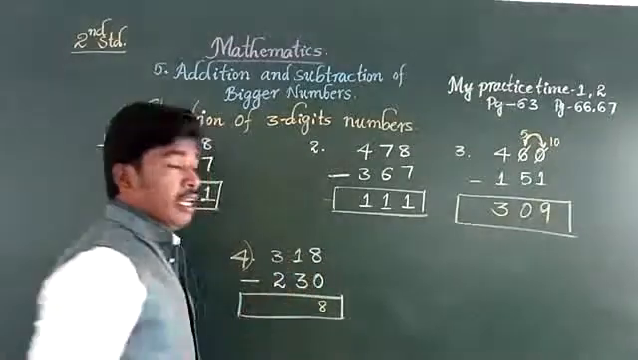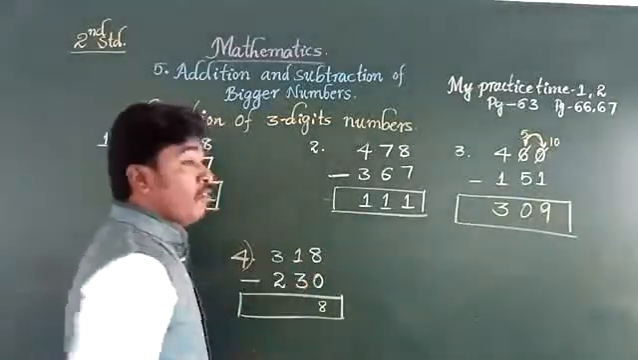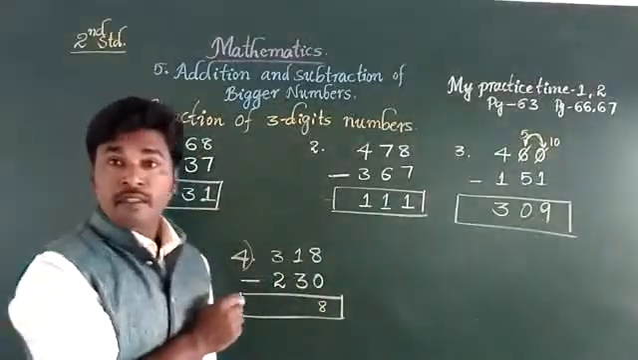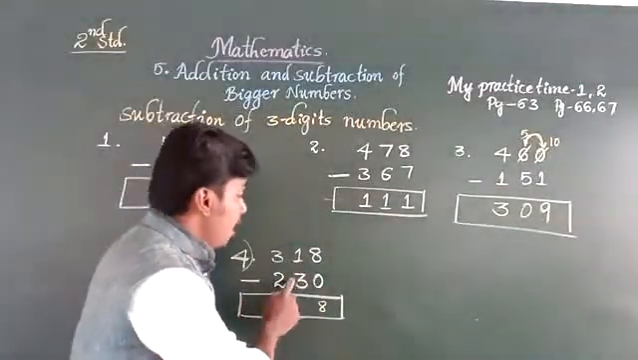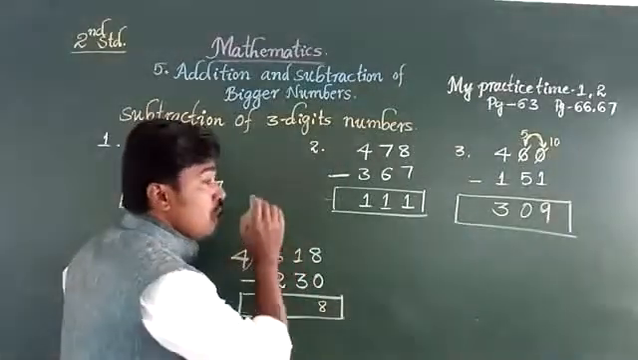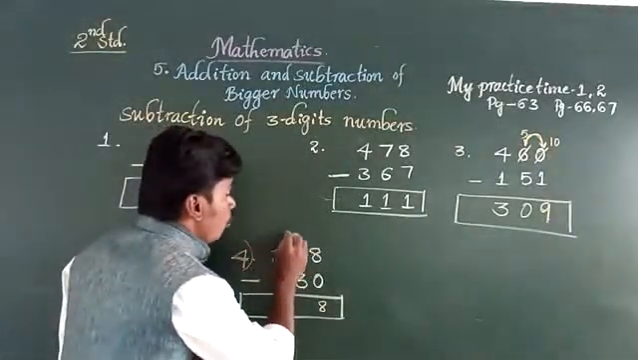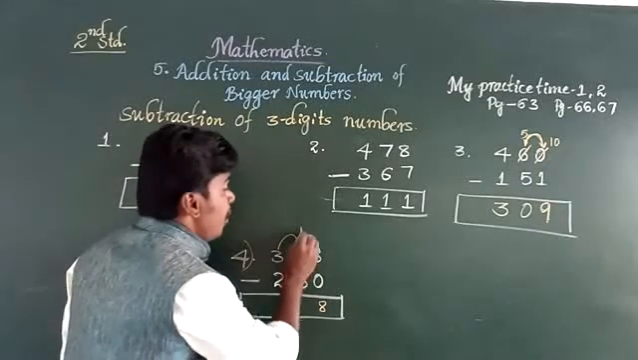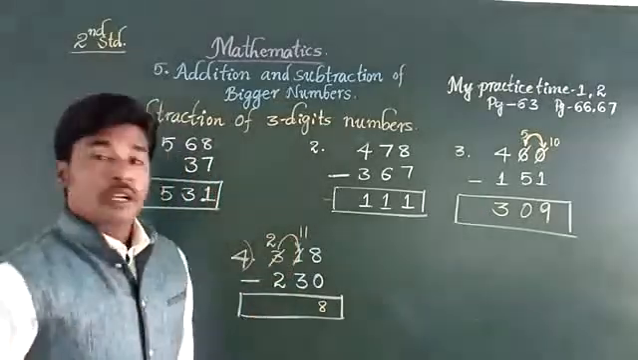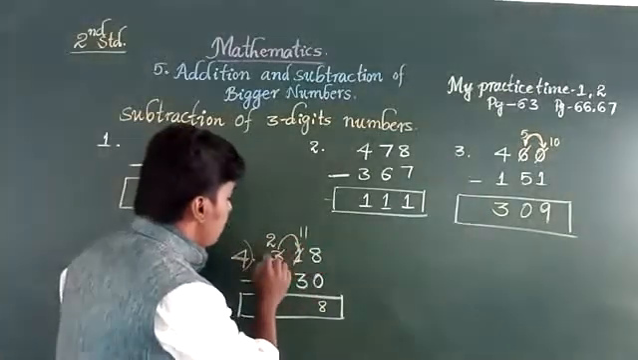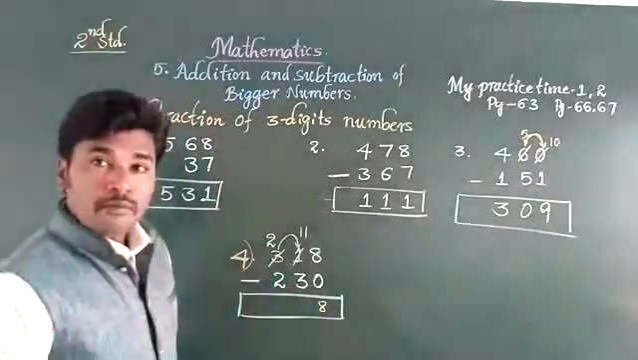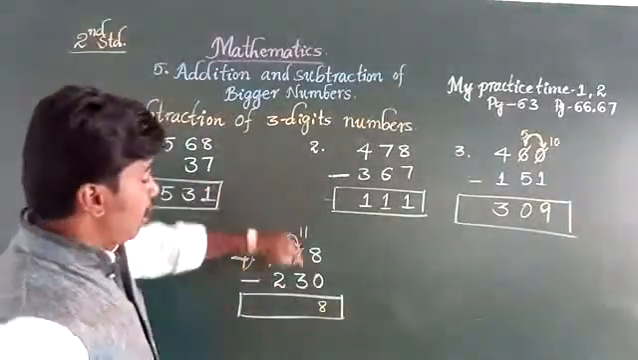1 minus 3. You should subtract 3 from 1. It is not possible because 3 is greater than 1. So 1 will go to the next number. It will take borrow and 1 changes to 11. This 3 changes to 2. 1 changes to 11, 3 changes to 2. Now 11 is greater than 3. Okay, so 11 minus 3.